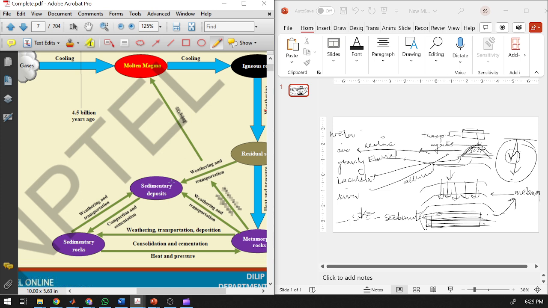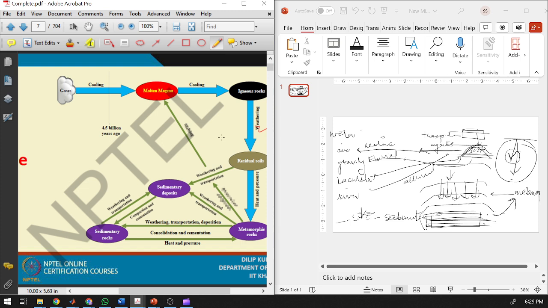And here, if weathering and transportation get associated again with molten magma, we get igneous rock. This is the whole rock cycle, how soils are formed.